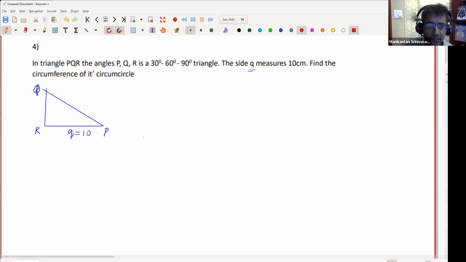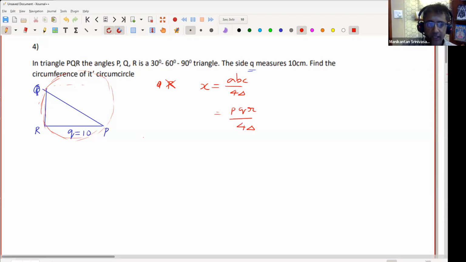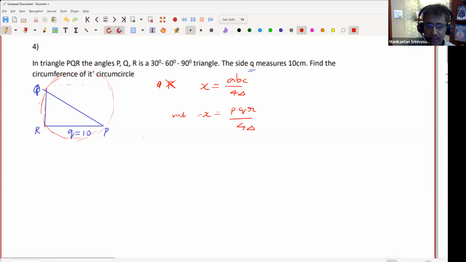What is a circumcircle? A circumcircle is something which you are able to draw around this, right? This would be the circumcircle. And that circumcircle has a radius. I don't want to call it capital R because we have capital R here, so I'll just call it X. That radius, if you recall, was abc by 4 delta, or in this case, the three sides are p, q and r, so pqr by 4 delta, where delta is the area. Which means we need to first find the sides to come to the radius of the circumcircle.